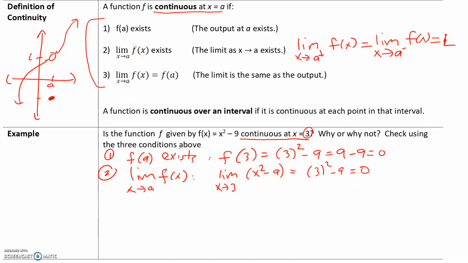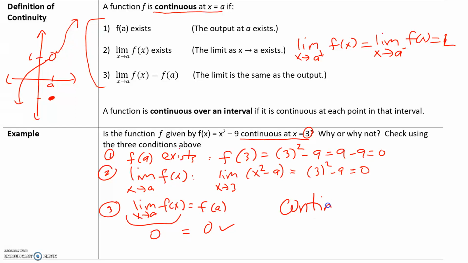Okay, and then lastly, we want to figure out, is the limit as x approaches a of f of x equal to f of a? So from part 2, the limit as x approaches a of f of x is equal to 0. From the first part, f of a is equal to 0. So 0 equals 0, they're the same. So all three conditions have been met, and this function is continuous at the point x equals 3. Okay, so always go through these three conditions to show continuity.